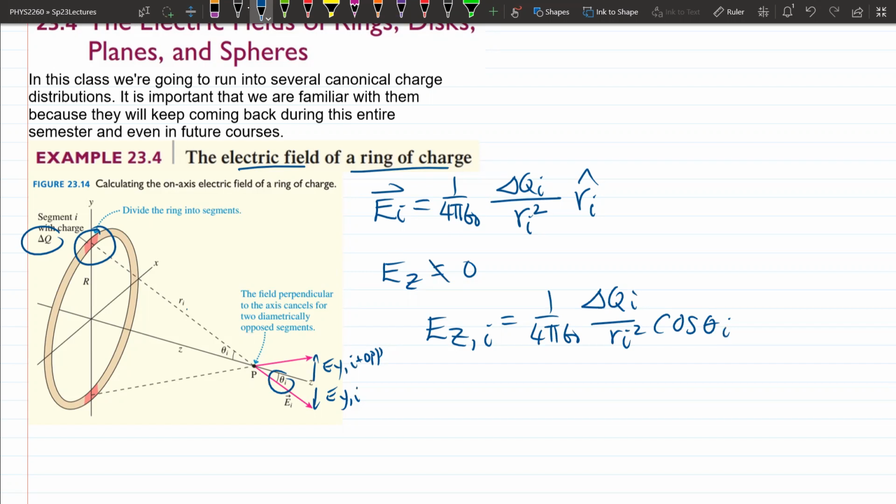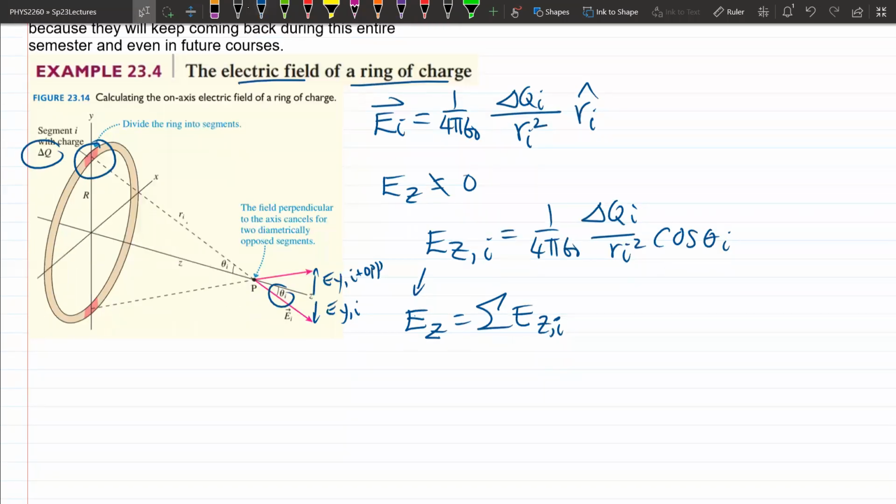So once again, what we do is sum up to get the total electric field in the z direction. We have to add up all the little tiny pieces of it, E_z,i. When you add them all up, you turn this summation into an integral. So instead of writing delta q, when you turn it into an integral, you turn that into dq, over 4 pi epsilon naught, and this is still cosine of theta.